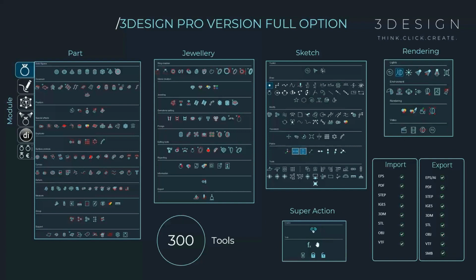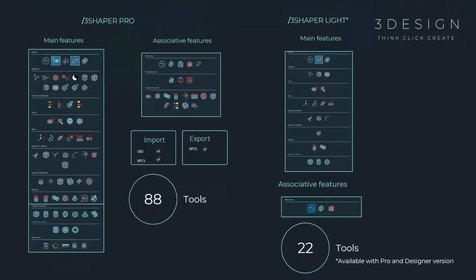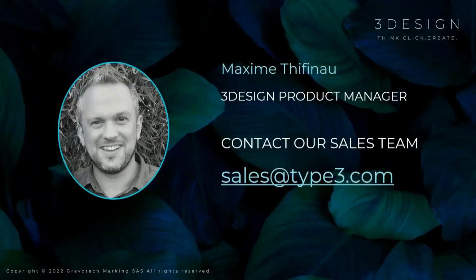So just a summary regarding V11. We now have in the Pro version, full option, 300 tools dedicated to your creations. Everything is available in the software. You don't have limits regarding creativity and ideas. You can do everything through the 300 tools we have in V11 now. And with the 3Shaper option, we now have 88 tools for the subdivision modeling option. For people who don't have 3Shaper, we have 3Shaper Lite, which is by default in 3DESIGN, and you have 20 tools inside, sorry, not new.